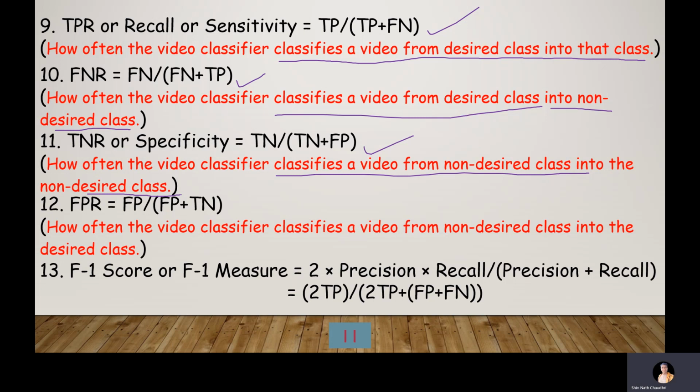12th parameter is FPR, false positive rate. The false positive rate is obtained by using FPs and TNs. And FPR shows how often the video classifier classifies a video from non-desired class into the desired class.